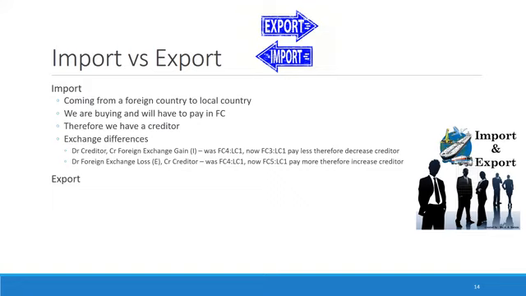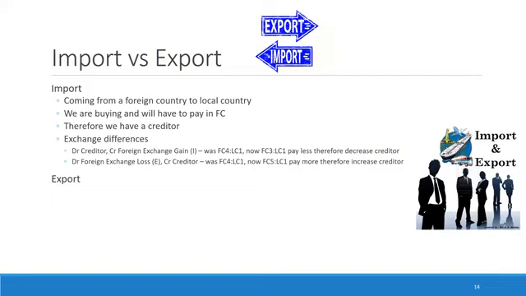Now the contra would be true where you are experiencing a loss as a result of the foreign exchange. So where you would debit your foreign exchange loss in the form of an expense, and you need to credit your creditor because in essence, you're actually going to have to pay them more of the local currency.